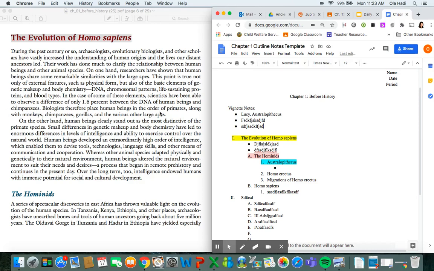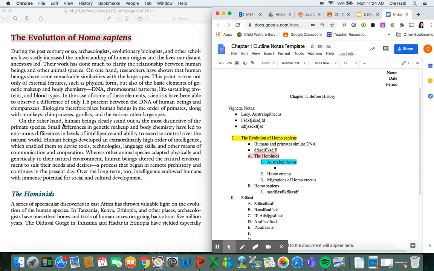Biologists therefore place human beings in the order of primates, along with monkeys, chimpanzees, gorillas, and various other large apes. Do I want to take a note on this? Not really, but Ms. Hadi said take a note on one thing in every paragraph. So I might say humans and primates similar genetically. And maybe I'll even write down that 1.6%. But I'm not going to. But you could if you wanted to. So I wrote down the main idea of this paragraph.